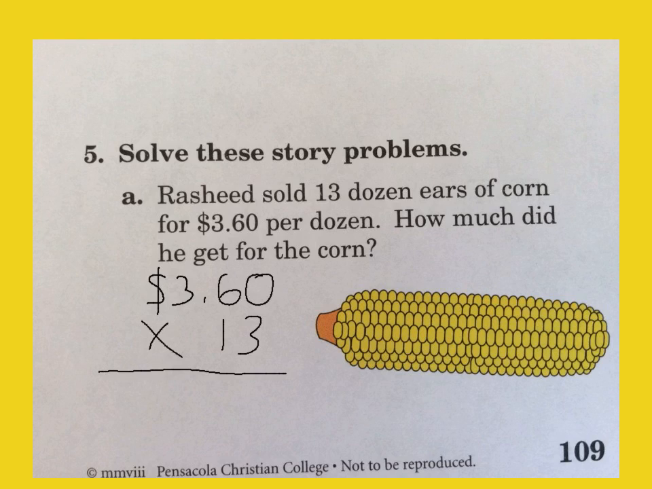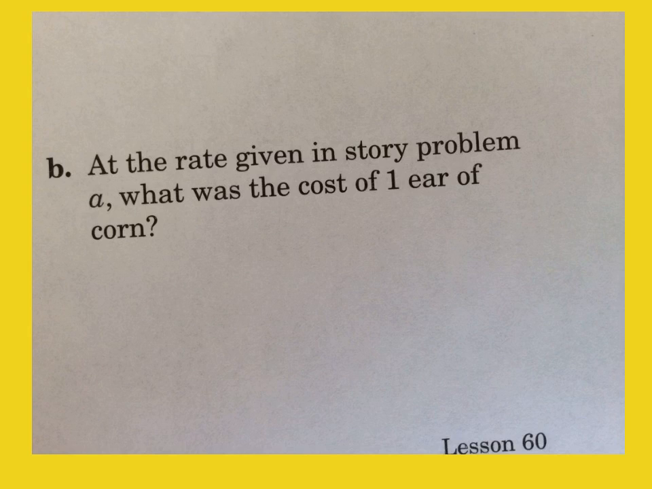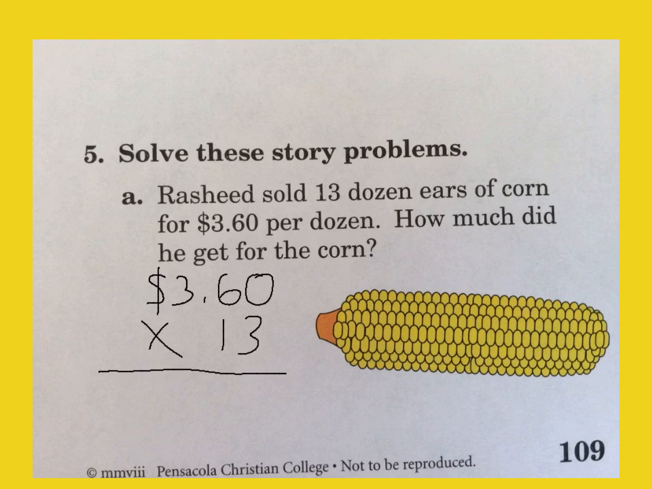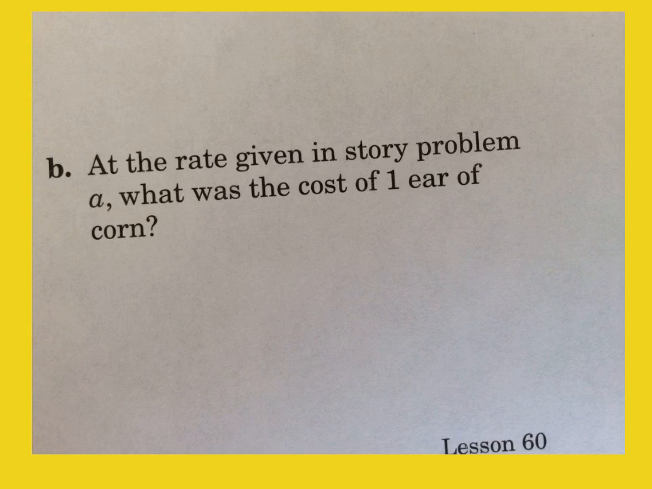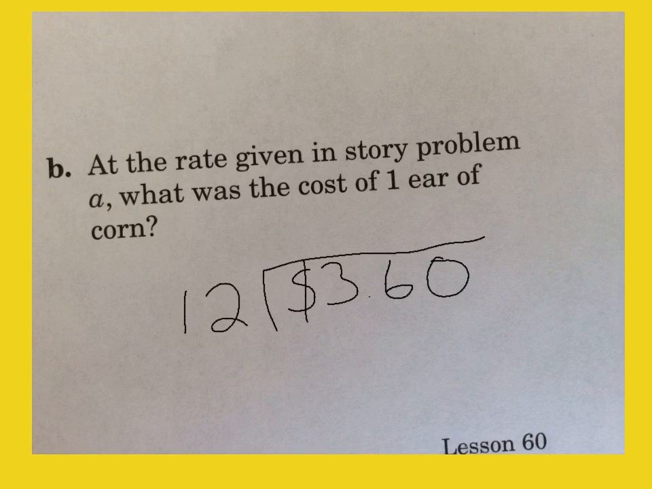And then the letter B goes along with the letter A. It's asking, at the rate given in story problem A, what was the cost of 1 ear of corn? Well, we know that it's $3.60 for a dozen. But they're not asking for a dozen. They're asking how much would it be just for one. So a dozen is 12. So you'd take 12 and divide it into $3.60. And then you'd be able to get your answer.